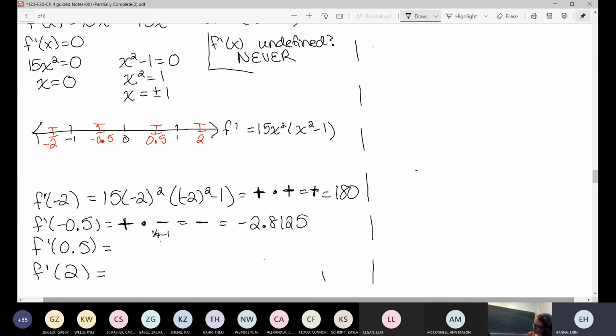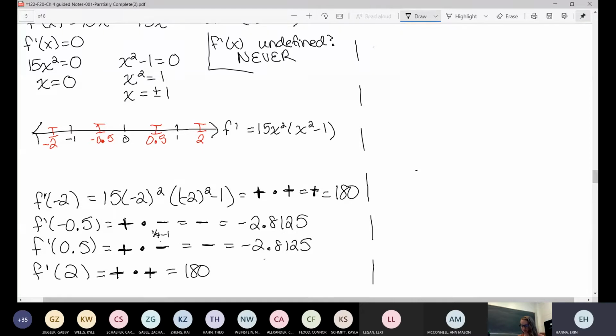If we plug in 0.5, the 15x squared is going to be positive, and essentially we're going to get negative 1/4 minus 1 on the inside again. So this is also going to be negative. It's also going to be -2.8125. And then if I plug in +2, we're going to get a positive number times a positive number because it'll essentially be 4 minus 1. This will also be 180.